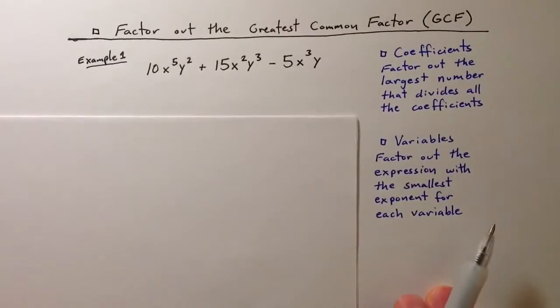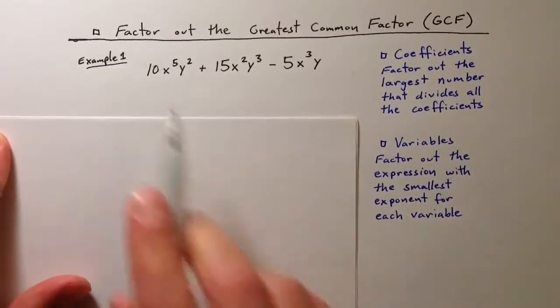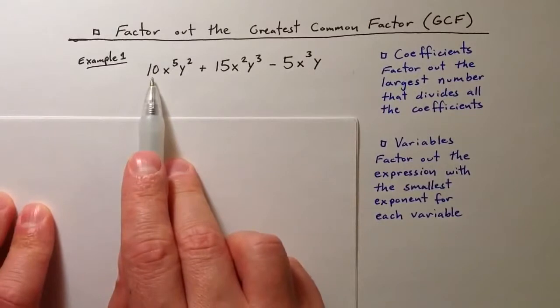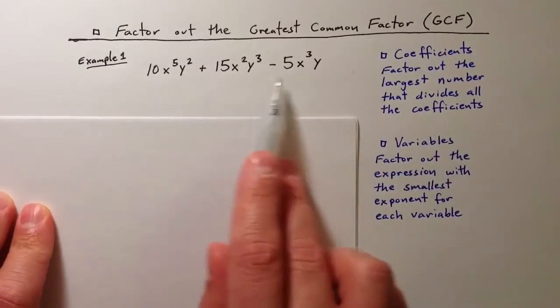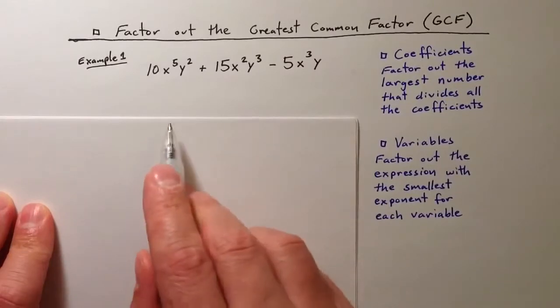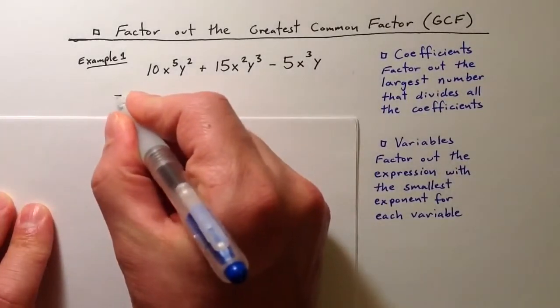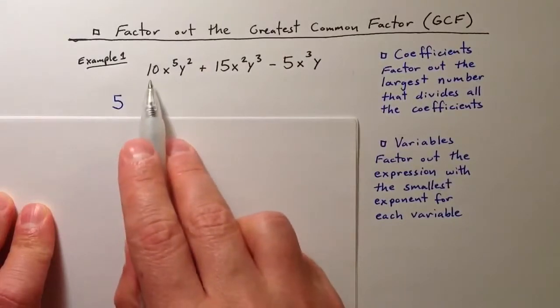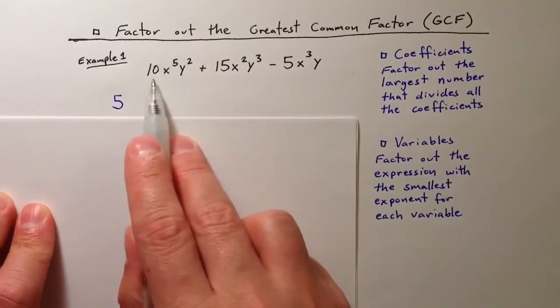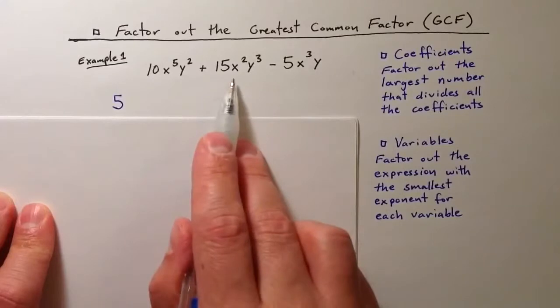So let's take a look at this. You may notice that if we look at the three terms in the expression, all three numbers are divisible by 5. So 5 is the greatest common factor. I should say, it turns out that 5 is the greatest common factor. We'll see why in a moment.